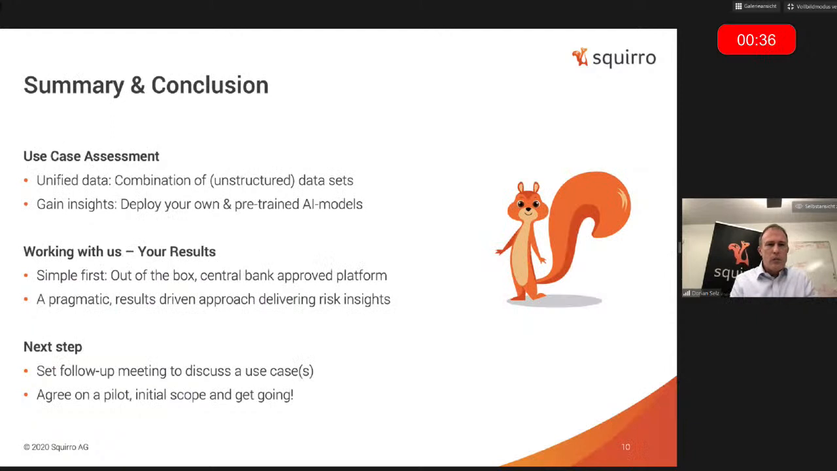In conclusion, what we would love to do with you: we looked at those use cases. They're all a bit the same, unifying data to gain insight. Would you work with us? You would get an out-of-the-box, central bank approved platform that allows you in a pragmatic way to look at new ways to look at risk.